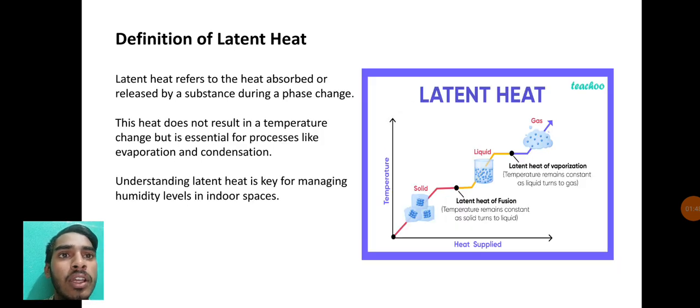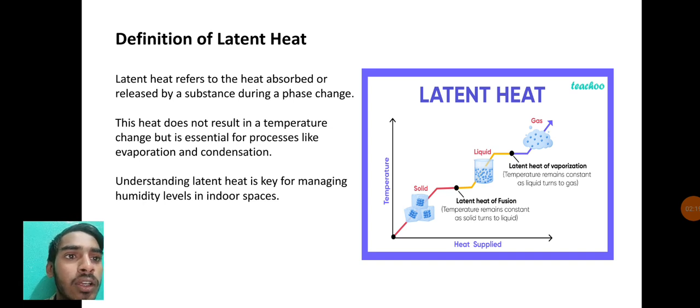Definition of latent heat. Latent heat refers to the heat absorbed or released by a substance during a phase change. This heat does not result in a temperature change but is essential for processes like evaporation and condensation. Understanding latent heat is key for managing humidity levels in indoor spaces.